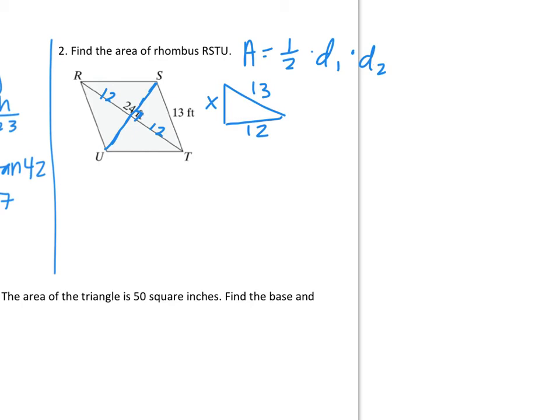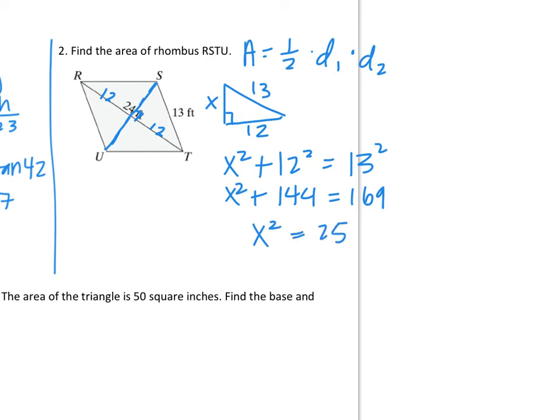So we can just do some Pythagorean theorem. So a squared, which is my shortest side, the x, plus b squared, which is the 12, equals c squared. The hypotenuse is our 13. So the hypotenuse, remember, is always across from the 90. So x squared plus 144 equals 169. x squared equals 25. Square root to get rid of that square. x equals 5. So this right here is 5, which means this is 5. So the whole thing, diagonal 2, equals 10.